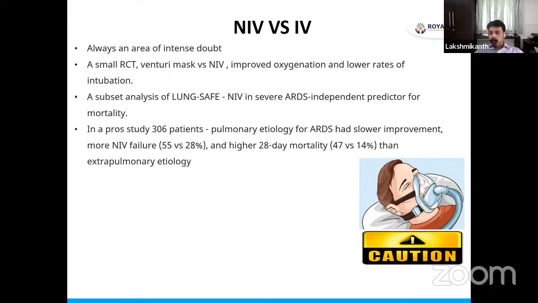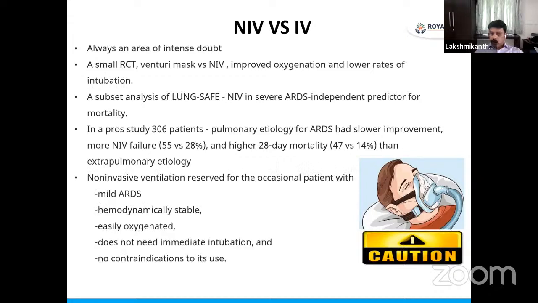That means that in extrapulmonary etiology of ARDS, you can still try non-invasive ventilation, but with caution. If at all you're going to use non-invasive ventilation, it has to be reserved for occasional patients with mild ARDS. They should be hemodynamically stable, easily oxygenated, not need an immediate intubation, and have no contraindications for its use, such as low GCS or chances of aspiration.